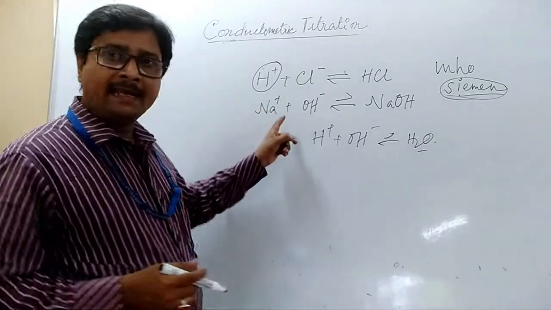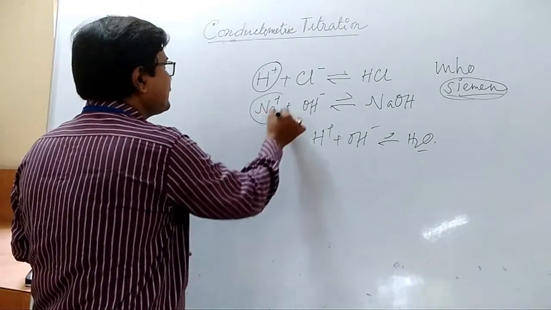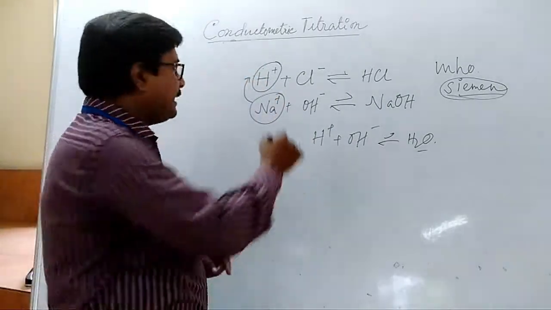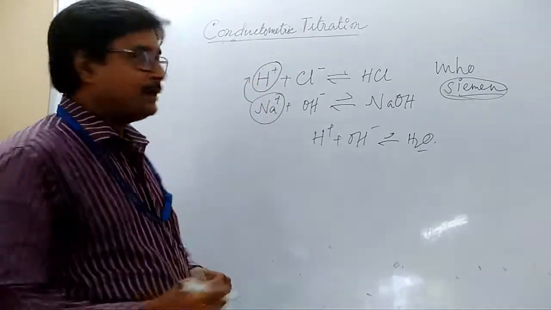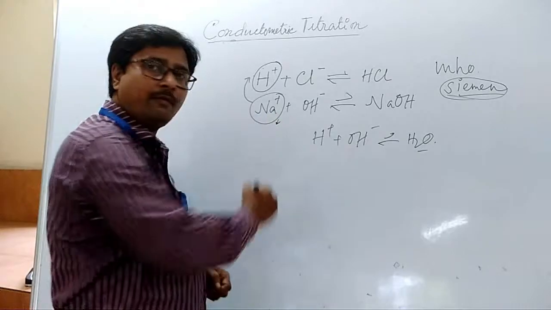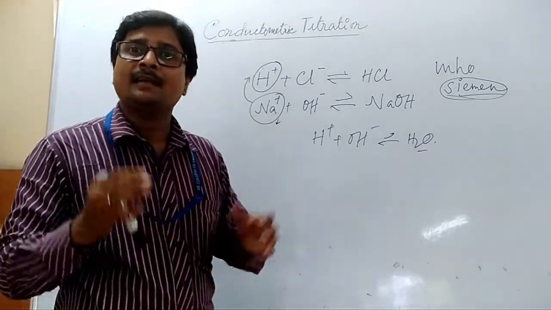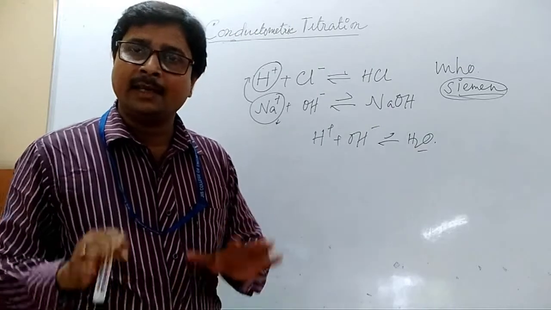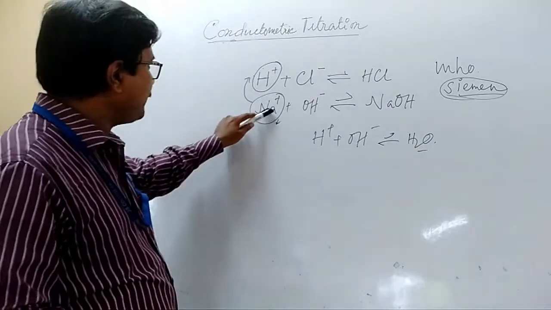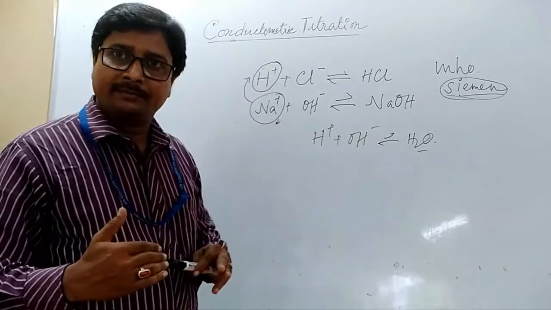Now whenever we add NaOH from the burette, Na plus replaces H plus. Na plus is a very less movable ion. That's why the conductance starts decreasing whenever we add the NaOH into the solution of HCl. Why? Because Na plus replaces H plus, and now it starts decreasing.